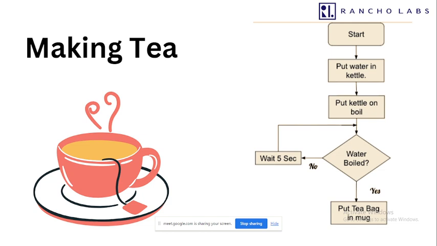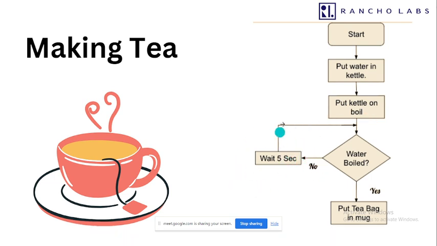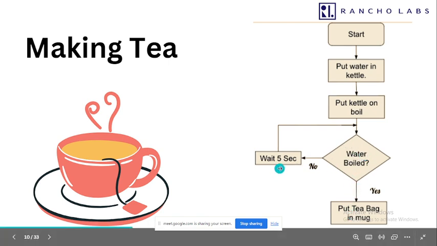Let me give you an example for a flowchart. You are going to make a tea. How? You start, put some water in the kettle, and turn on the kettle so it will heat and boil. Then if it is boiled completely, we can put the tea bag inside it. Suppose not, here we need to wait for 5 seconds. Again it will check the condition: water boiled or not. Boiled means this will happen, not boiled means no will happen.